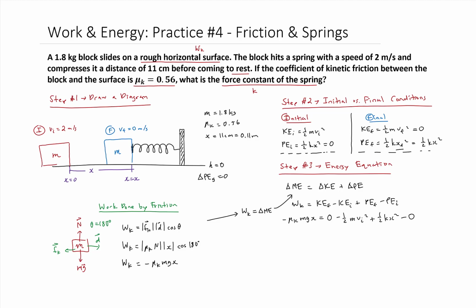So our goal is to try and find out what k is. So we're going to rearrange and solve for k. So let's do 1/2 m Vi squared minus mu k m g x is equal to 1/2 k x squared. Then k is going to be equal to 2 times, 1/2 m Vi squared minus mu k m g x, divided by x squared.